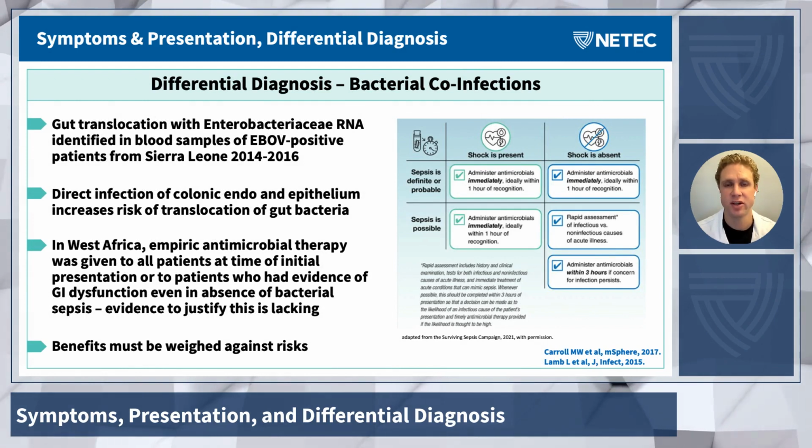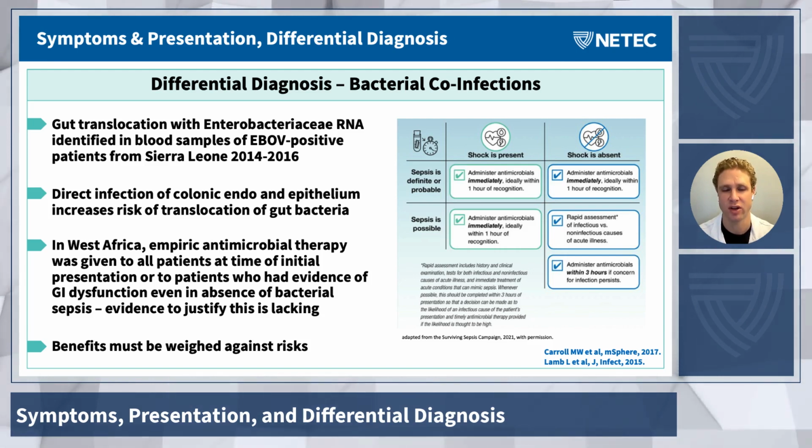Now, in terms of bacterial sepsis or bacterial co-infections, we know from that West African Ebola outbreak that gut translocation of gram-negative bacteria was actually quite common, and we thought this was a direct result of infection of the colonic endothelium and epithelium, which broke down the gut lining and increased the ability of bacteria to translocate. And so because of this, empiric antimicrobial therapy was administered and is advised to be administered by the World Health Organization to all of these patients. However, the true evidence to justify this is lacking. And so from a NETEC perspective, the benefits must be weighed against the risks.